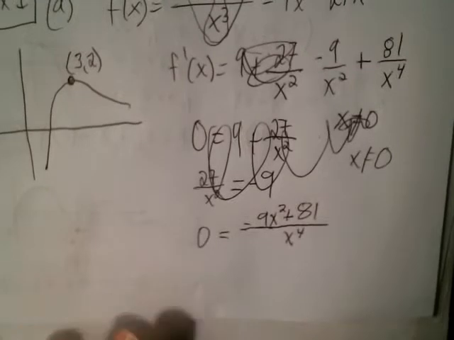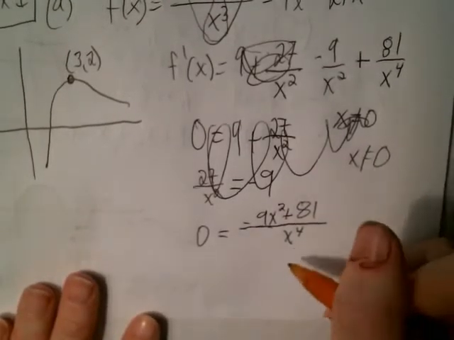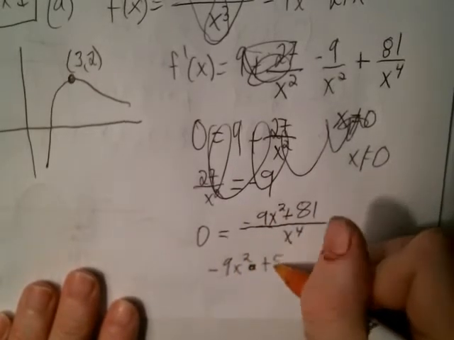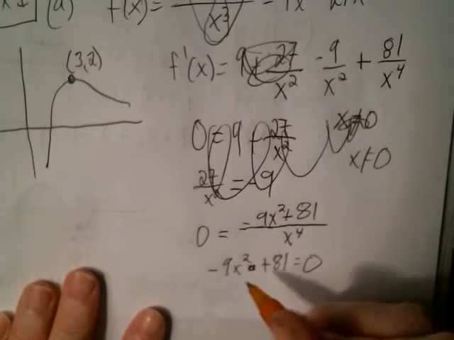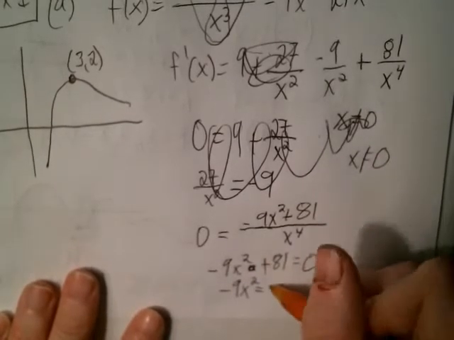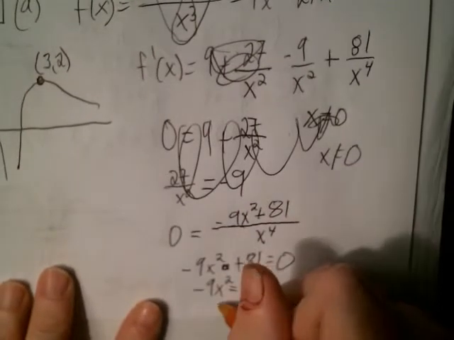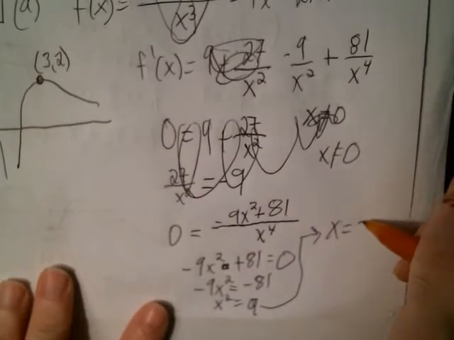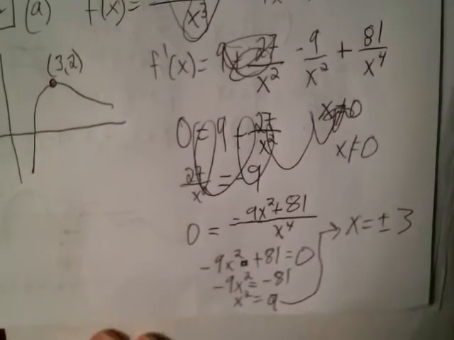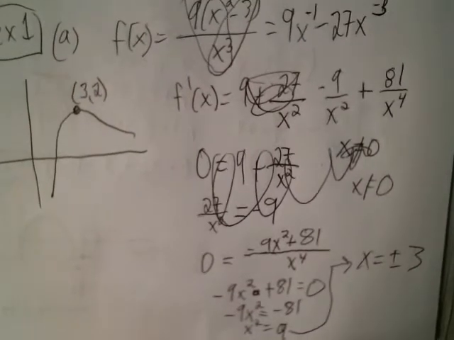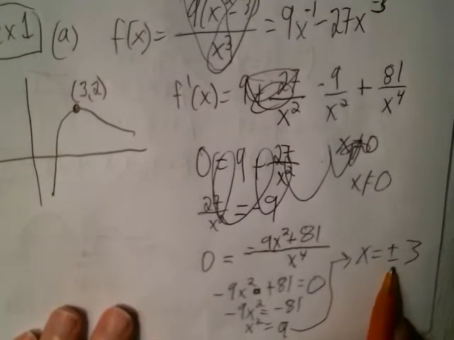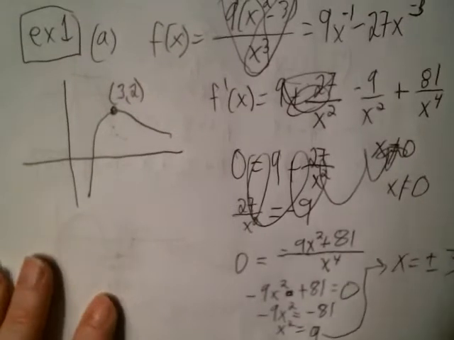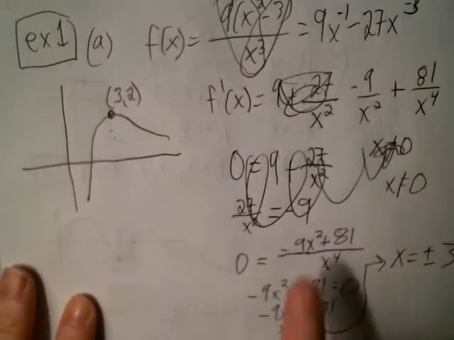Supposing x is not 0, I can clear out the denominator and just have negative 9x squared plus 81 equals 0. Solve this: negative 9x squared equals negative 81, so x squared equals 9, and then x equals plus or minus 3. So it's saying that there are critical numbers at plus or minus 3, and certainly that's what the book had in mind here. I guess they didn't really want me to find this. They just want me to plug x into the derivative here.